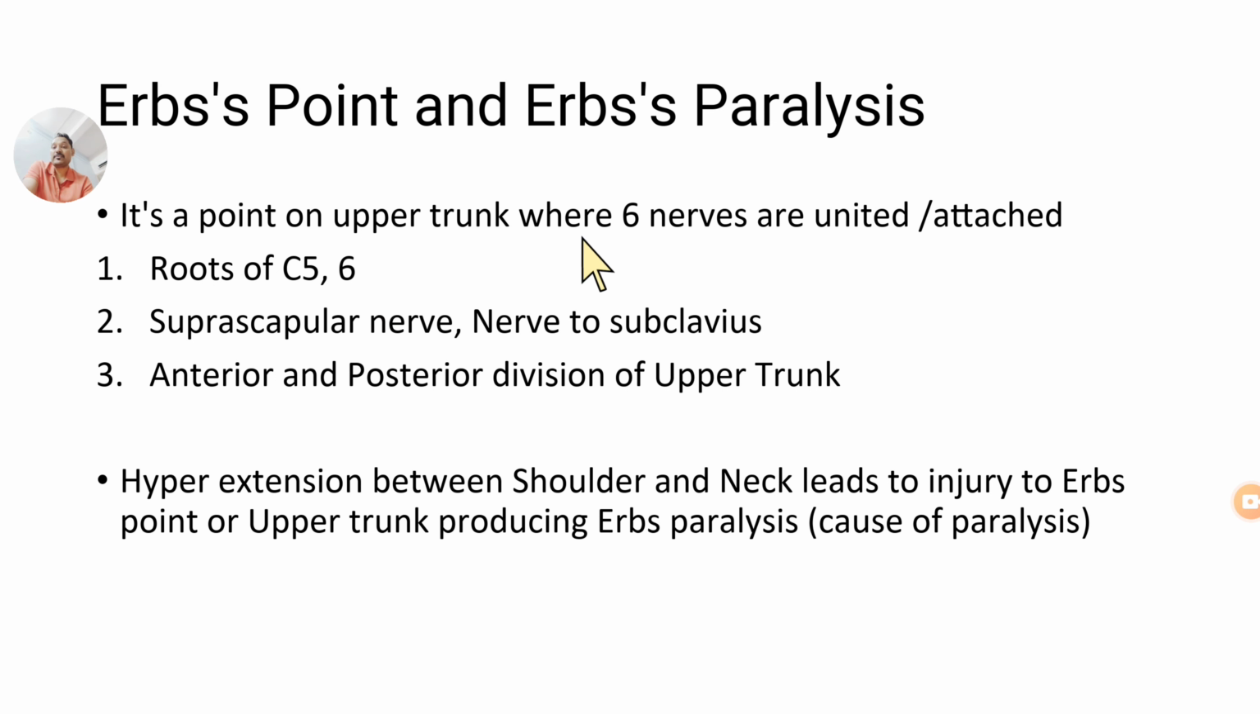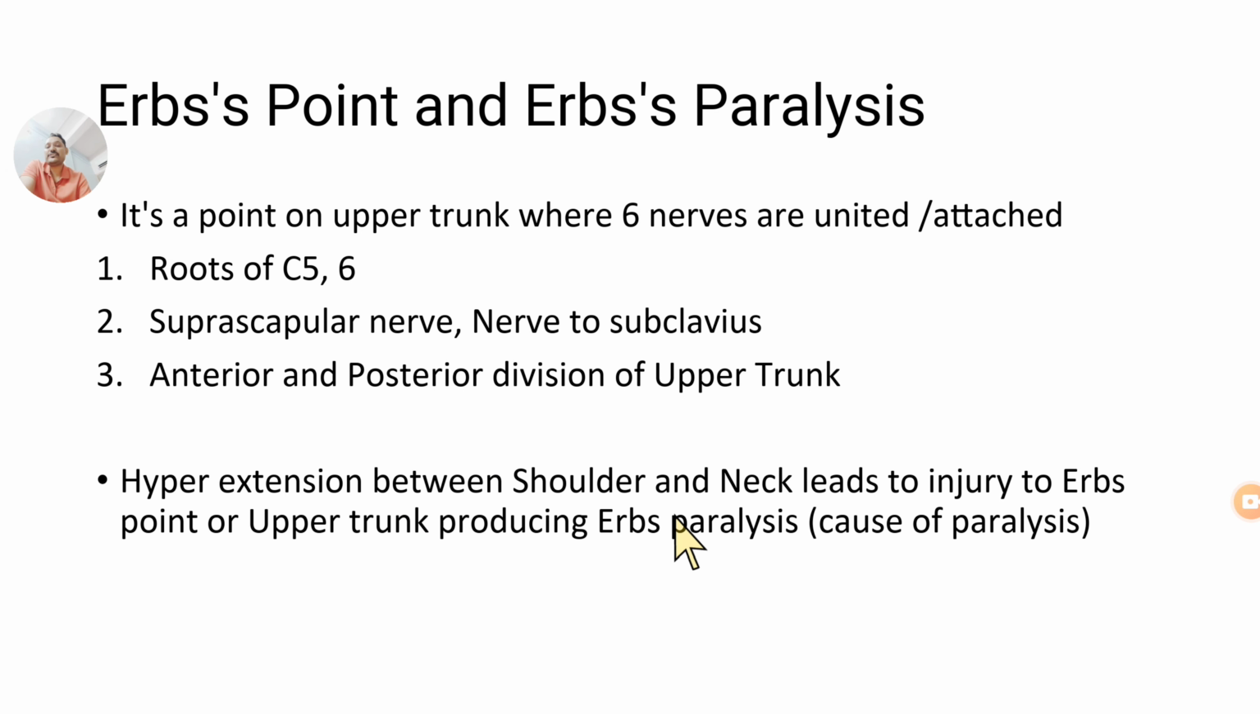It's a point on the upper trunk where 6 nerves are united. It's a union of these 6 nerves on the upper trunk. And what are those 6 nerves? C5, C6 nerve roots, the suprascapular nerve going to the back of your scapula through the suprascapular notch, the nerve to subclavius, supplying a very flat, very small muscle just below the clavicle, and the anterior and posterior divisions of the upper trunk, contributing to the different cords of the brachial plexus.